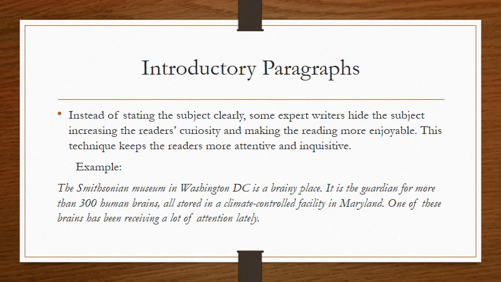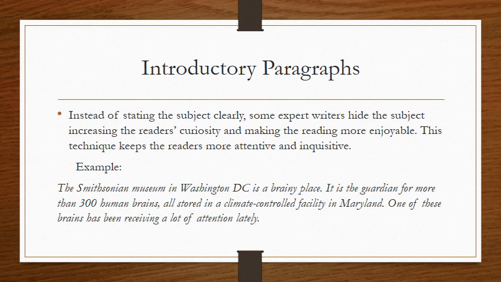Example: the Smithsonian Museum in Washington, D.C. is a brainy place. It is the guardian for more than 300 human brains, all stored in a climate-controlled facility in Maryland. One of these brains has been receiving a lot of attention lately.